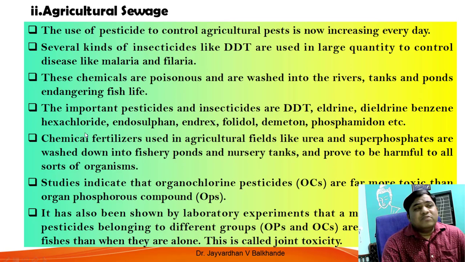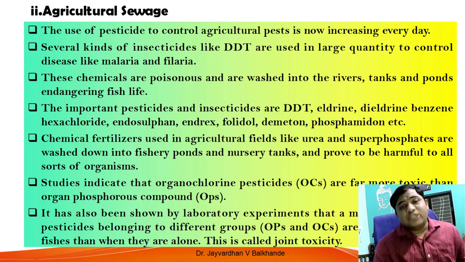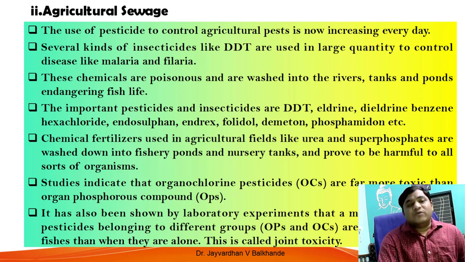The important pesticides and insecticides are DDT, eldrin, dieldrin, benzene hexachloride, endosulfan, Endrex, Foidol, dimethan, and phosphomidon, etc. And the chemical fertilizers used in agriculture fields, like urea and superphosphates, are washed down into fishery ponds and nursery tanks and prove to be harmful to all sorts of organisms.